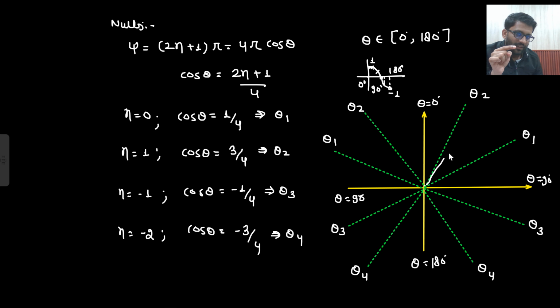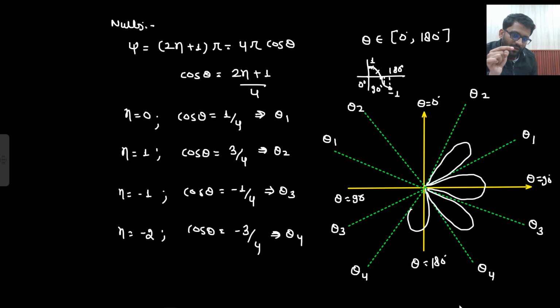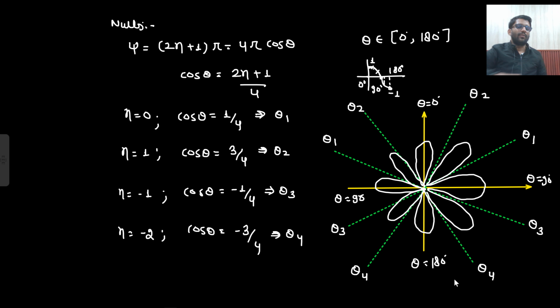So between two nulls there will be one lobe. Between two nulls there will be one lobe, and between two nulls there will be one lobe. 1, 2, 3, 4, 5, 6, 7, 8. 8 lobes are there. So the number of lobes is 8.